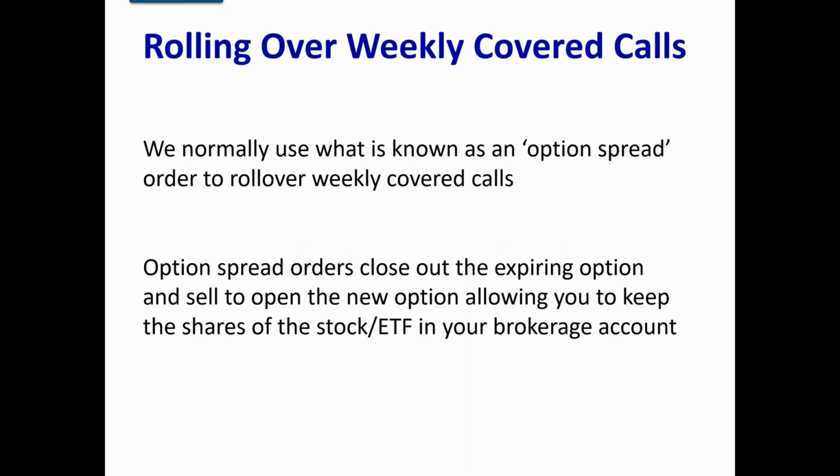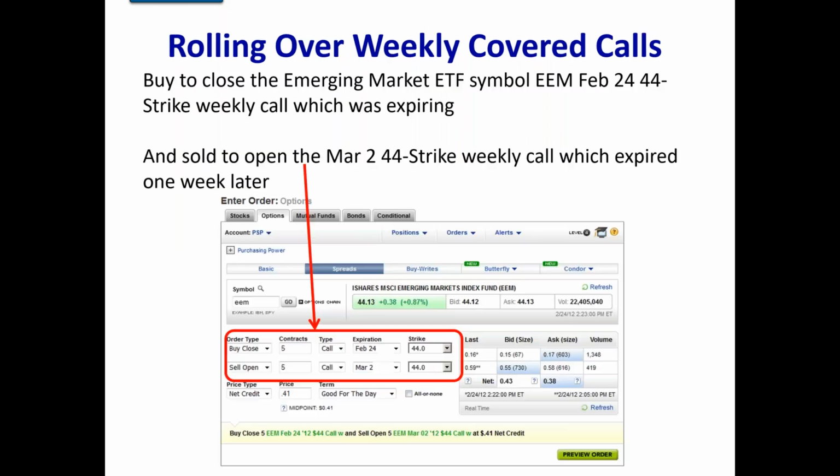So let's talk about the trade management of this strategy. Now, when we come up on option expiration, we use what is known as an option spread order to roll over those weekly calls. In option spread orders, it's one order, but the one order will close out the expiring option and you sell to open the new option, which allows you to keep the shares of the stock or the ETF in your brokerage account. So it's one order and you accomplish the closeout of the expiring and you sell to open the new 7-day weekly call.